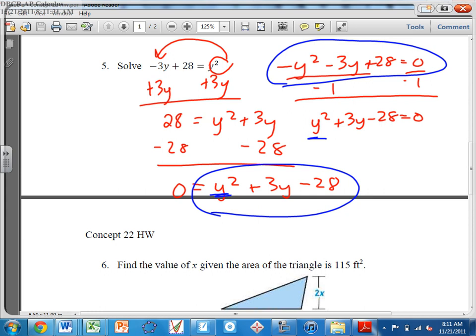We talked about this with concept 17, 18, or 19, I forget which one. The one, 17, where we use the calculator to find the x-intercepts? Remember we talked about how you have to have a 0 on one side to do that? Well, that's what this is. We're getting a 0 on this side. We're getting a 0 on this side. Doesn't matter which spot. Do it.